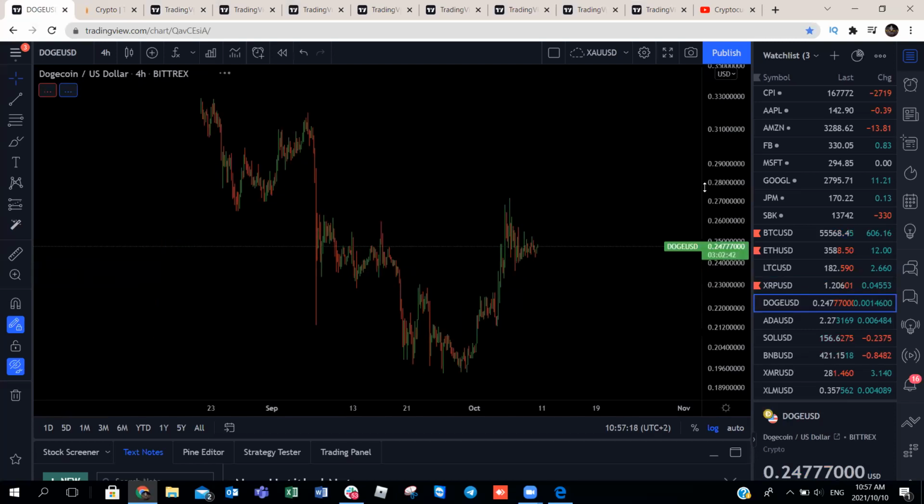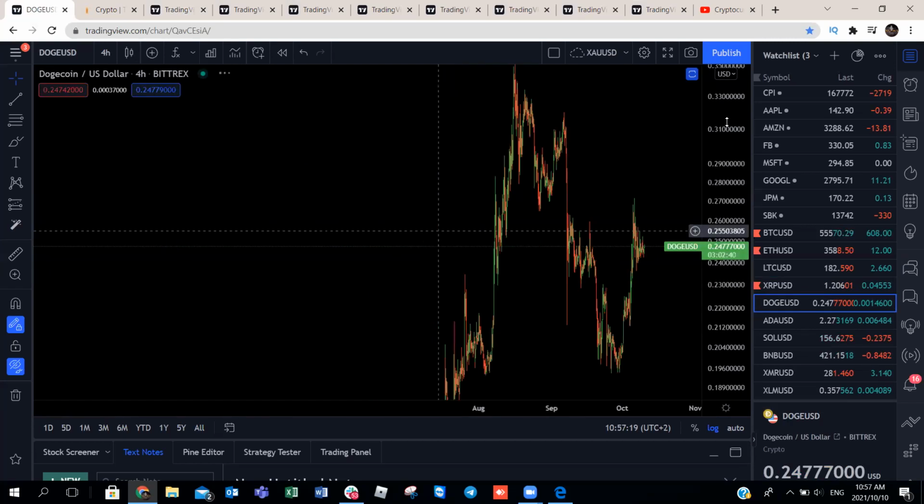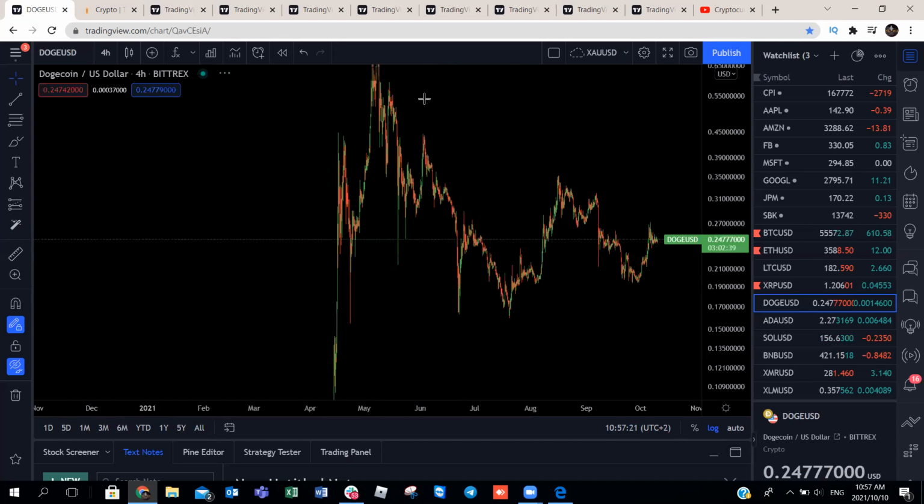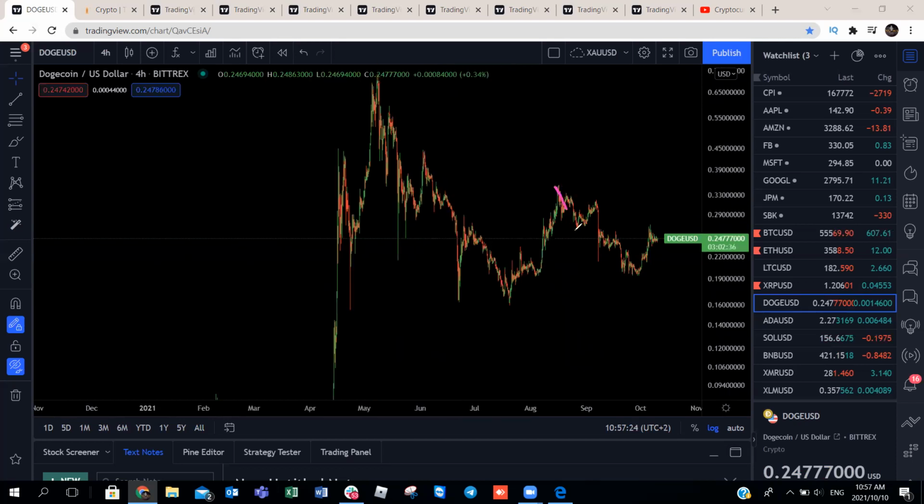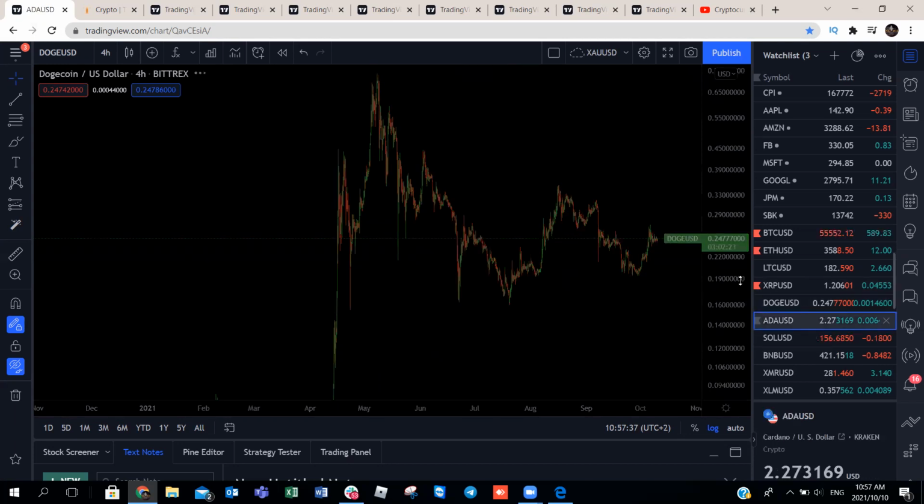Doge is not listed, but if you look at Doge, what did we discuss last time? We said that Doge is making a 3 down, a 3 up, a 3 down. We expect this to make a move to the upside. This is now consolidating here. We're expecting Doge to continue pushing to the upside after the 3-wave move.